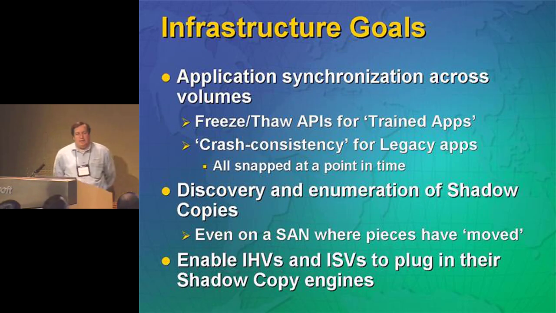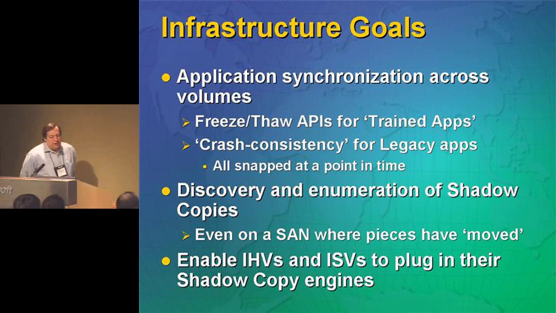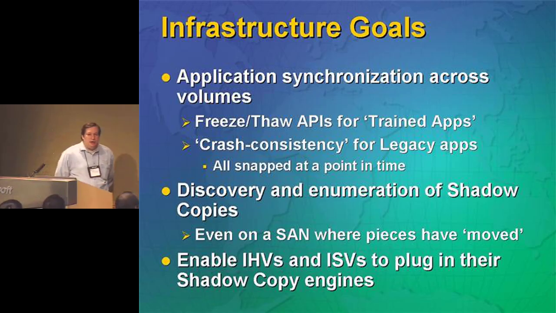Okay, so this is the infrastructure that wraps around shadow copies specifically for the intent of backup, but as it turns out, there are quite a few uses beyond backup that we plan to exploit and we expect third parties to exploit. So the synchronization across volumes includes the freeze-thaw for trained applications. Applications include a component called writers. The writers are the pieces that run within an application process or a server process, and help gain the consistency.